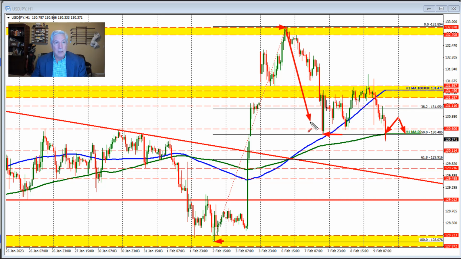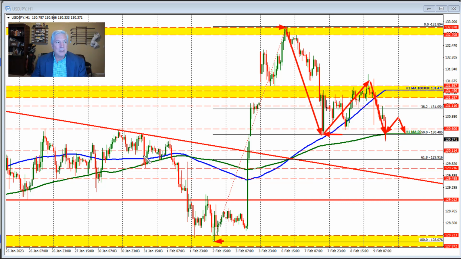The low on the move to the downside here found initial support against a 50% retracement, and then retraced part of that gain. And now we're moving back below the 50% retracement, 200-hour moving average, and this low right here. So bears are making a play here for the dollar versus yen. And as long as the price can remain below the 130.48 level, that keeps the bears more in control.